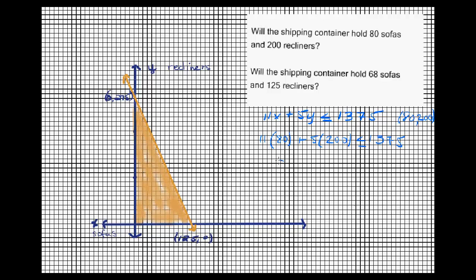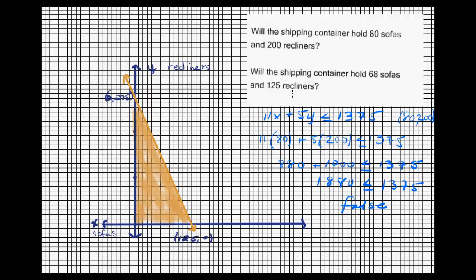11 times 80 is 880, plus 5 times 200 is 1,000, less than or equal to 1375. 880 plus 1,000 is 1880, less than or equal to 1375. As we can see, 1880 is not less than or equal to 1375, so this is false. That means this point falls outside of our region. So the container will not hold this particular amount given. All right, so that is that one.